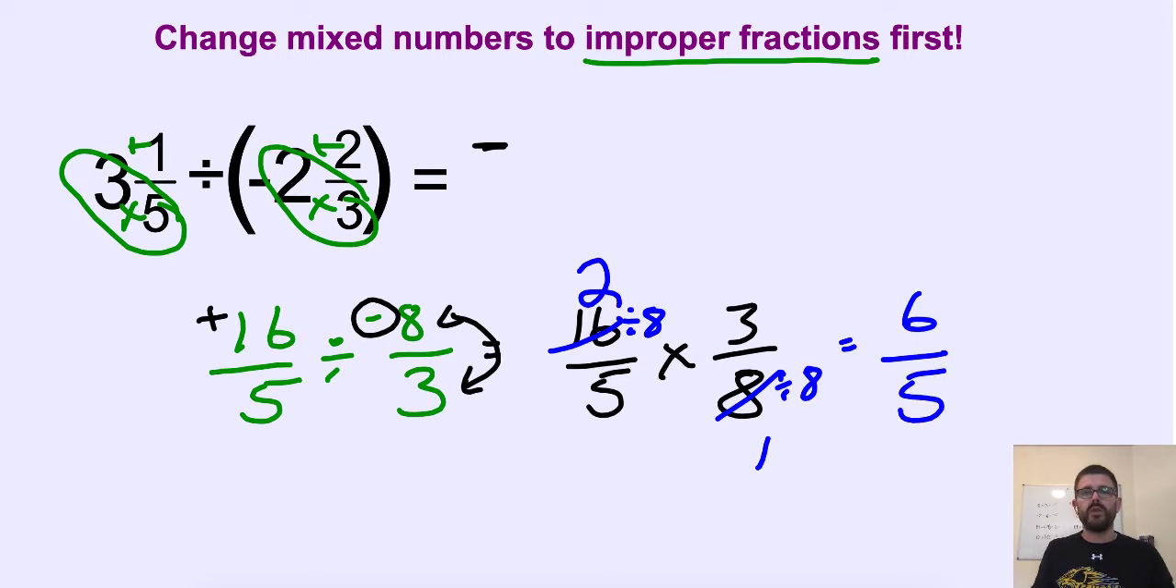So the only thing we still have to do is this is an improper fraction, so I've got to change it into a mixed number. 5 goes into 6 one time, which is 5. If I take 5 away from 6, I'm left with 1 left over. So -1 and 1/5.